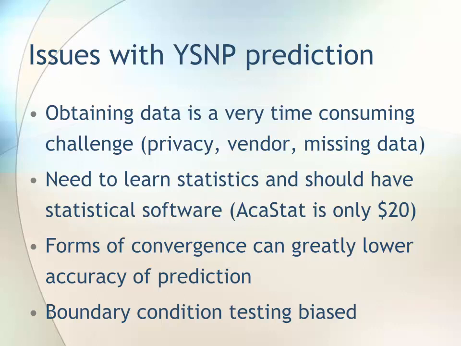So as you do more and more YSNP prediction, you'll get very familiar with convergence. And also there is boundary condition testing bias. People who have a lot of high genetic distance and very poor signature matches just don't want to test, so you've got to figure out a procedure to get these people to test.